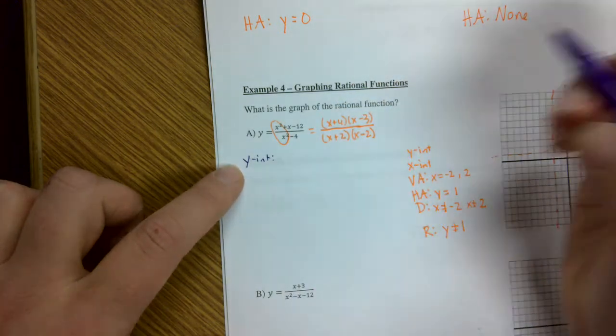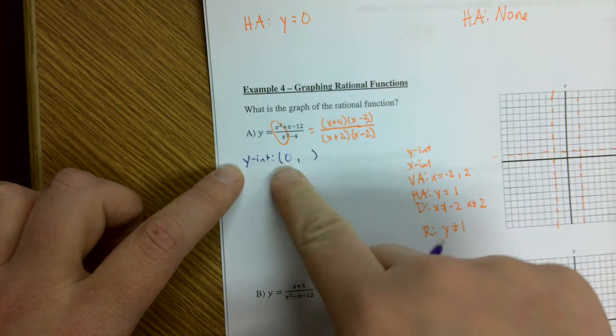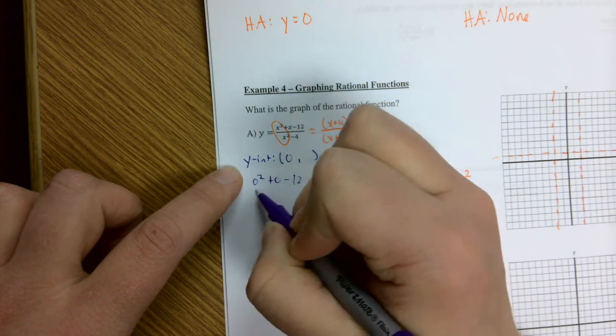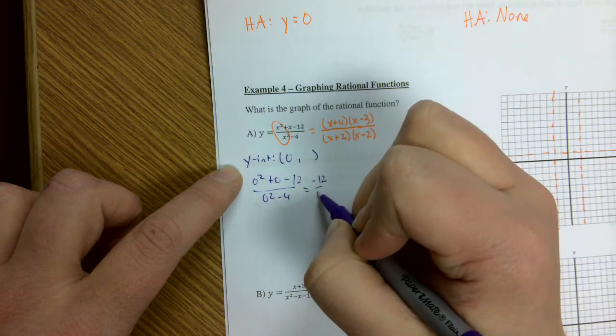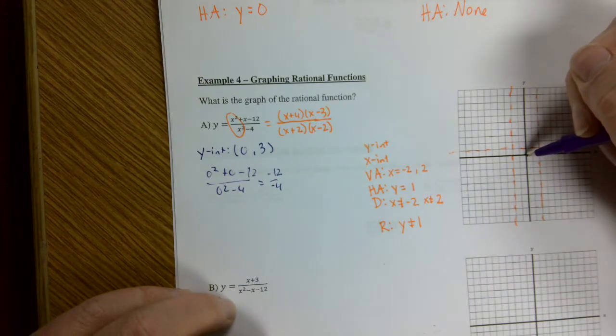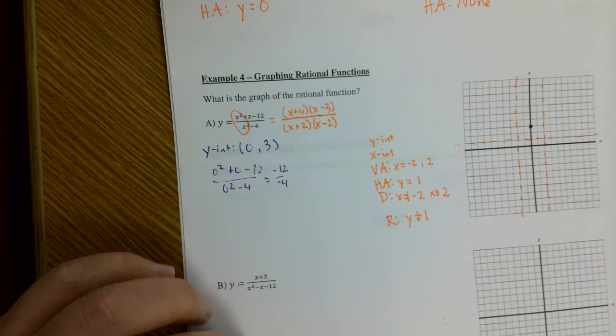I'm going to find my x or y-intercept. Y-intercept is saying that when x is equal to 0. So if x is equal to 0, I'd have 0 squared plus 0 minus 12 over 0 squared minus 4. So negative 12 over negative 4 would give me a positive 3. So at 0, positive 3. 1, 2, 3. I have a point.